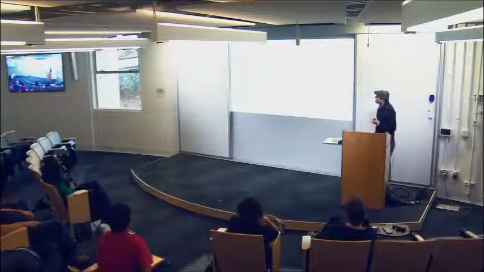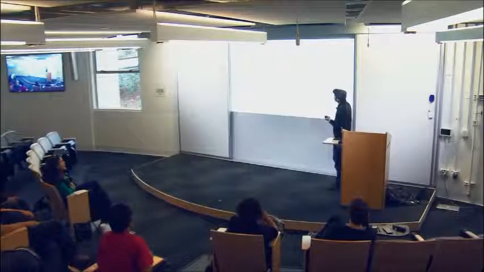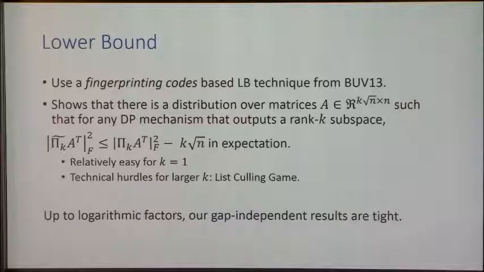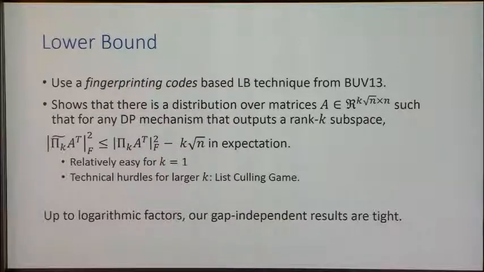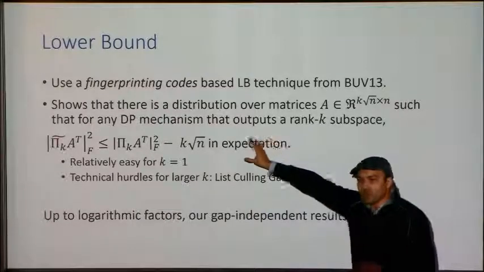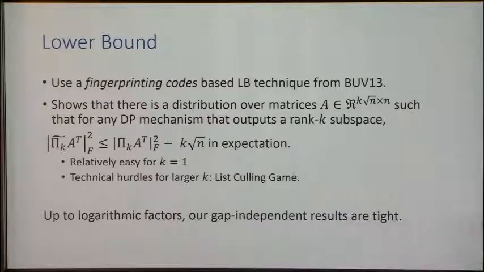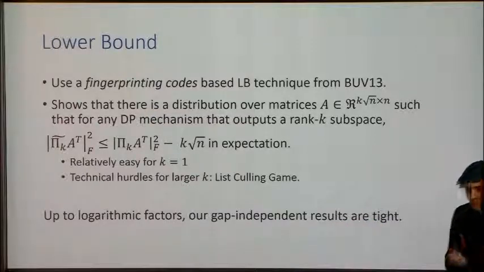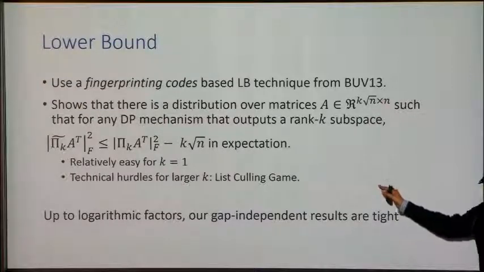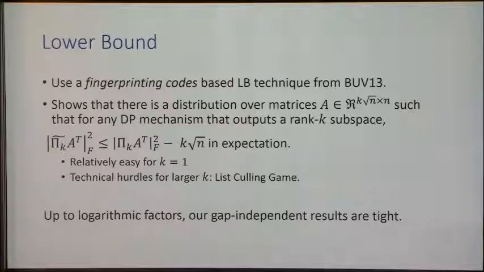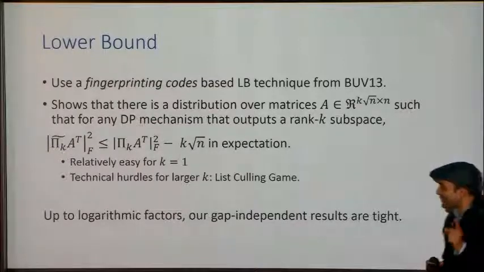Good. The lower bound actually uses techniques developed by Bun, Ullman, and Vadhan, based on previous work on getting differential privacy lower bounds from data tracing schemes. And it turns out for k equals 1, such a lower bound follows with not too much difficulty. For larger k, it's somewhat challenging, and we need to use this somewhat counterintuitive phenomenon that we call the list culling game. I can tell you about it later, but I'm going to run out of time.